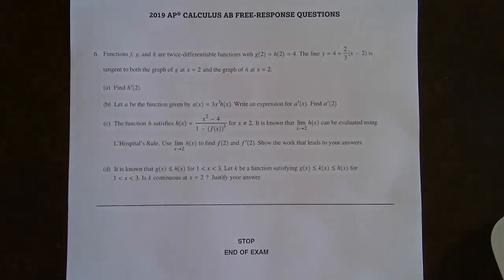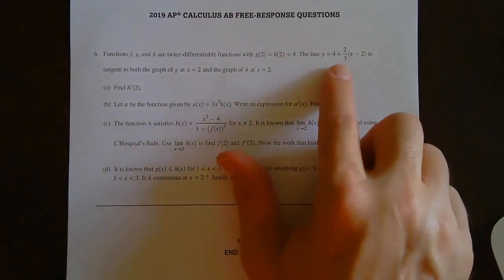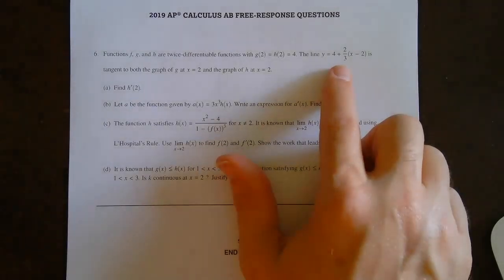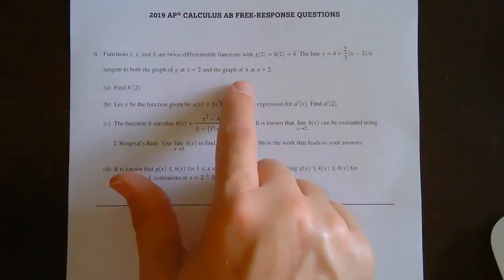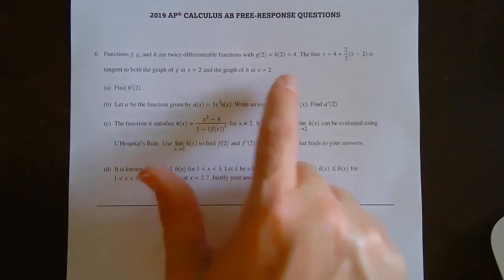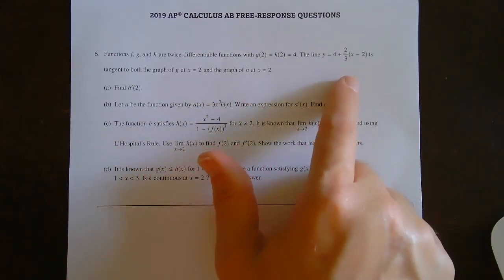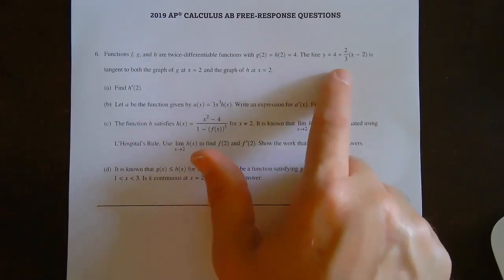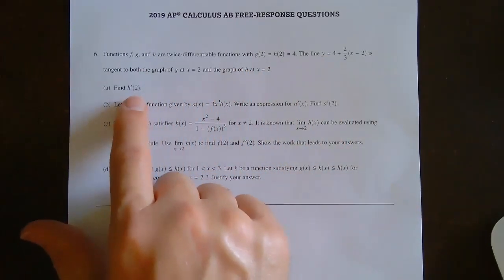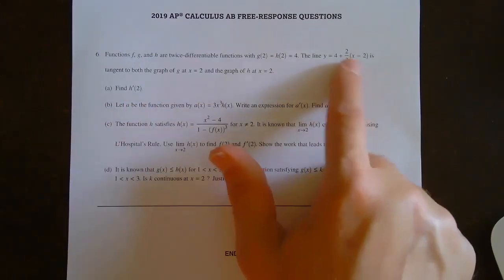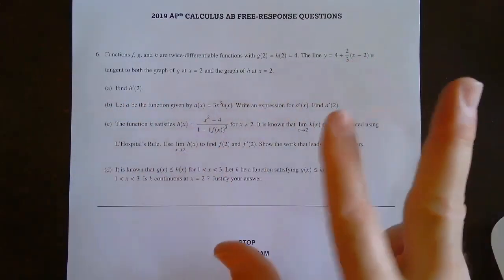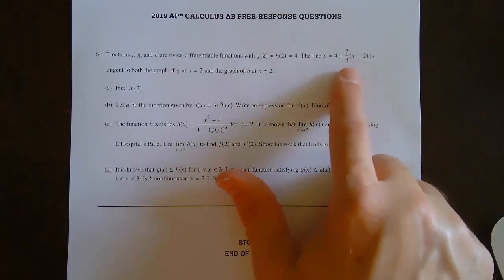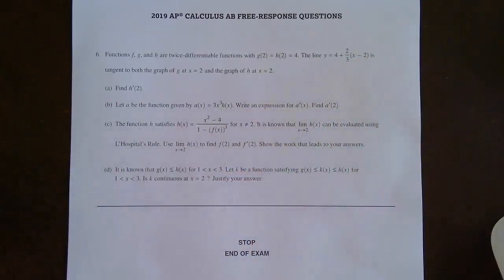And then part A, find h prime of 2. So if this line right here is tangent to the graph of g and h at x equals 2, then whatever slope we have for this line at x equals 2, which is what we have, right? Then that would mean that that's the derivative, right? So you look at this and it's in point slope form, right? A little out of arrangement, but that 2/3 right here is the slope, which means h prime of 2 is equal to 2/3. That's it. That's all you had to do for part A.